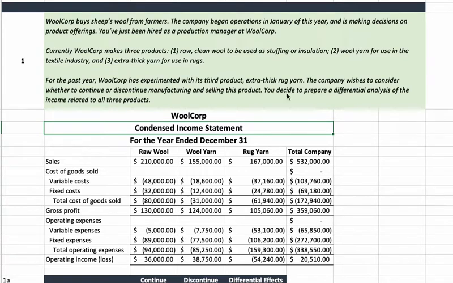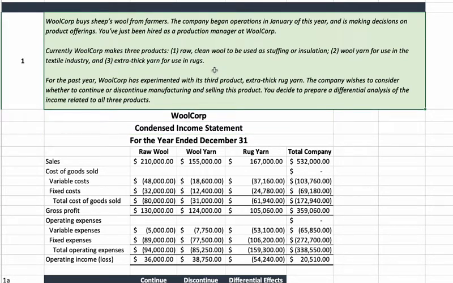Wool Corp buys sheep wool from farmers. The company began operations earlier this year, and it's making decisions on its product offerings. You've been hired as the production manager. Currently, Wool Corp makes 3 different products. We have raw clean wool to be used as stuffing or insulation, wool yarn for use in the textile industry, and extra thick yarn for use in rugs. For the past year, Wool Corp has experimented with its third product, which is the extra thick rug yarn. The company wishes to consider whether to continue or discontinue manufacturing and selling this product.